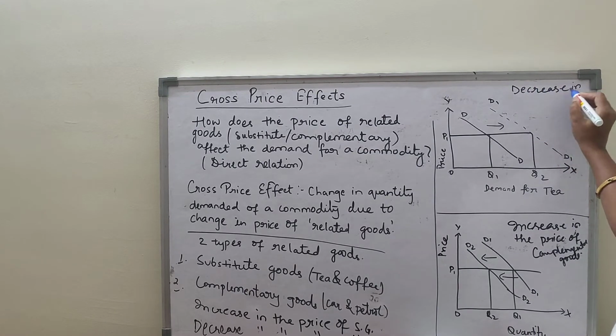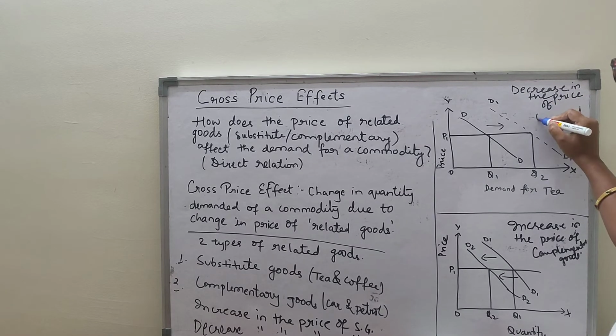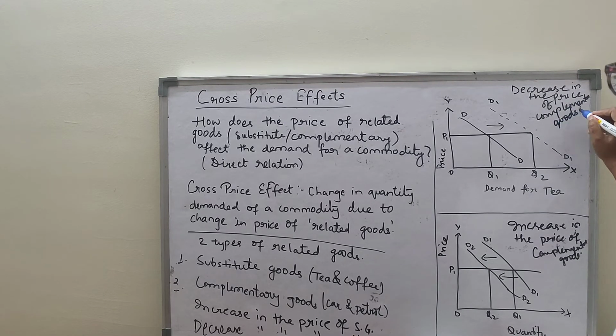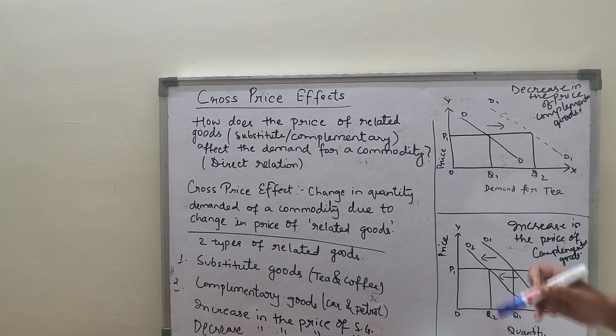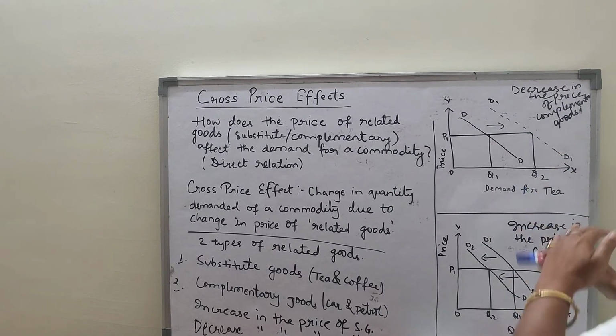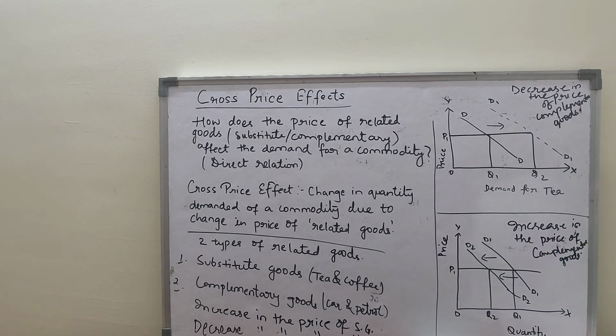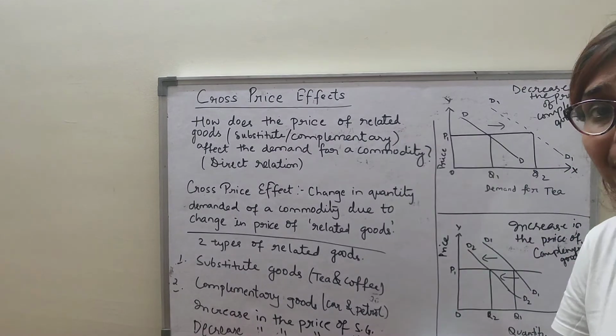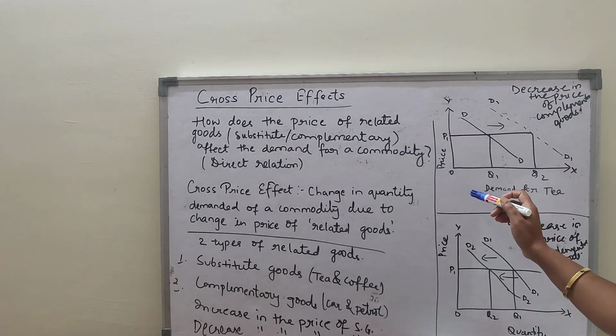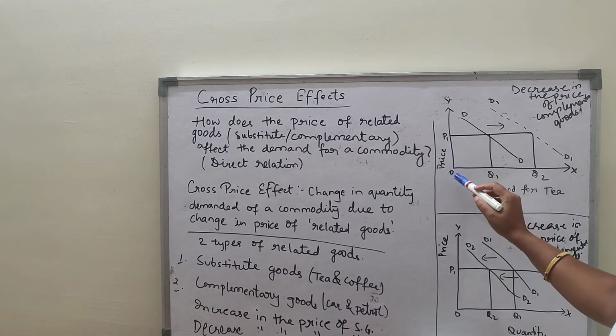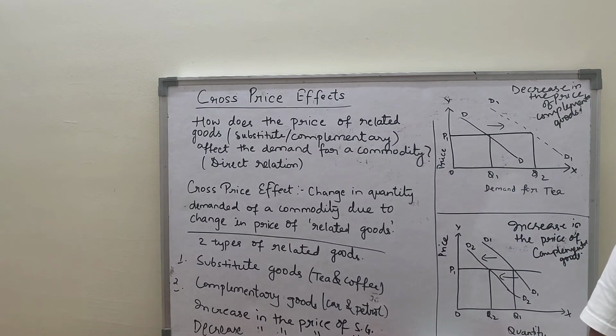Now this is decrease in the price of complementary goods. I am mentioning here, so you don't get confused. First I made you understand about the substitute goods, and now it is the complementary goods. Just opposite of it, the diagram I am doing. So decrease in the price of complementary goods. Now see what happens. The price of a car is OP1 and quantity demanded is OQ1.